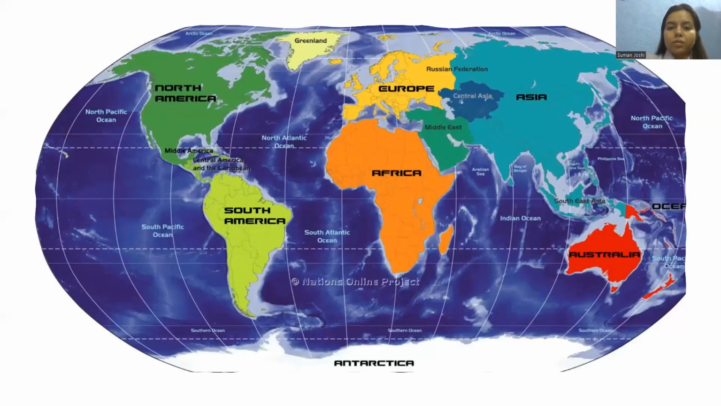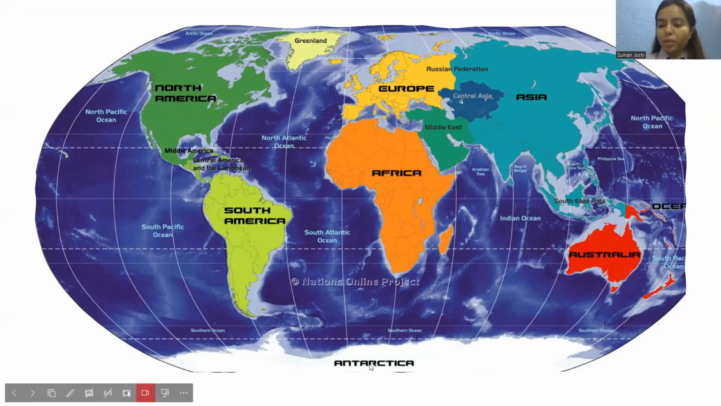See, this is the map. Asia, Africa, Europe, North America, South America, Australia. Antarctica is this, okay? Seventh number is Antarctica.